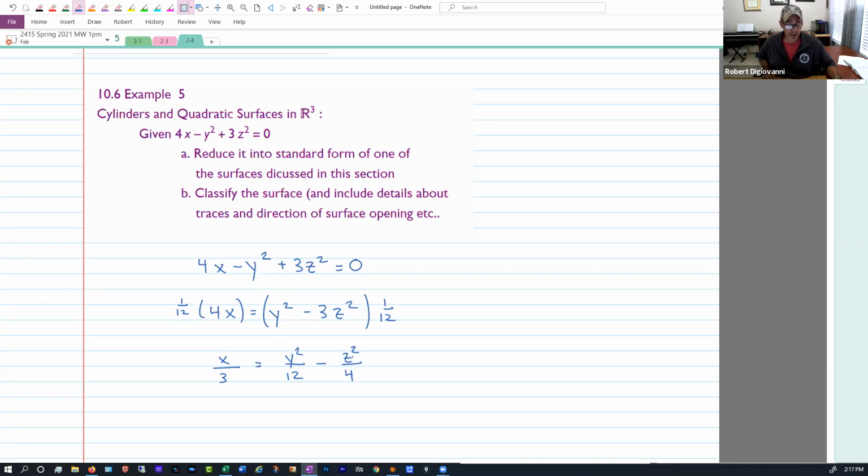Okay, that's fine. If I were doing it, what I would have done is just rewritten this as x over 1/4, because that's really 4x, equals y squared over 1 squared, because that's really just y squared. Then I would have done minus z squared over 1 over root 3 squared. Either way, it doesn't matter. It's the same equation, all right? If you multiply through by 1 12th now, you'll get the same thing that Benjamin had.